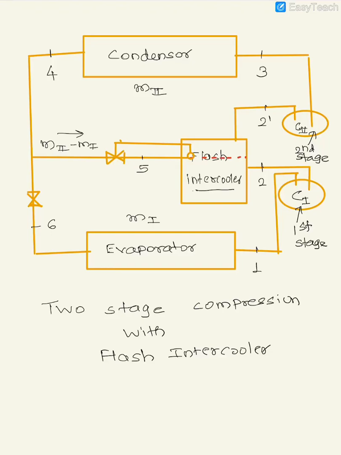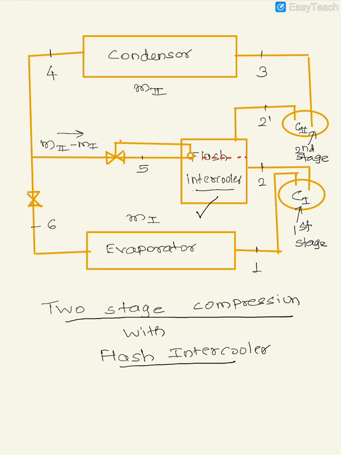In the last video, we discussed what is multistaging. This schematic which is shown in this video represents again a multistaging case. It is a two-stage compression case with a flash intercooler. This box which is shown over here is the flash intercooler.